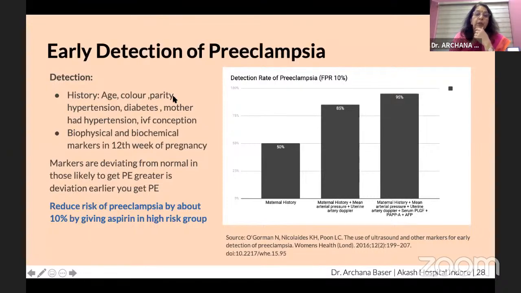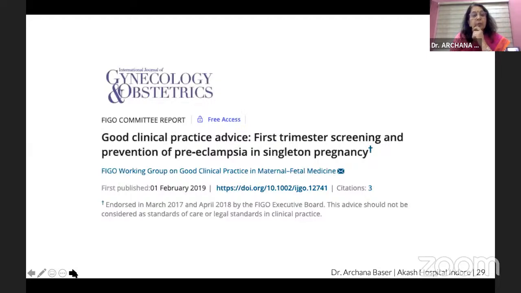Early detection of preeclampsia, again, by history, by biophysical and biochemical markers. And these are again the detection rates of preeclampsia with a false positive rate of 10%. By maternal history, only 50% can be picked up, while with maternal history, mean arterial pressure and uterine artery Doppler, 85%, and with maternal history, mean arterial pressure, uterine artery Doppler, and serum biomarkers, 95% is the detection rate of early preeclampsia. So it is a good clinical practice advice.